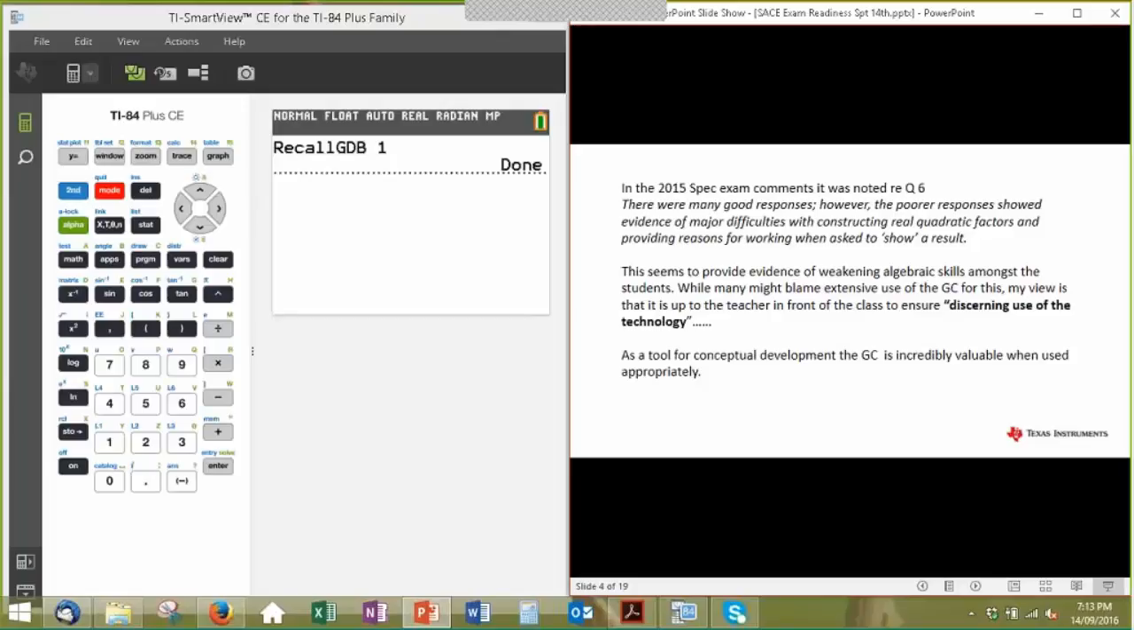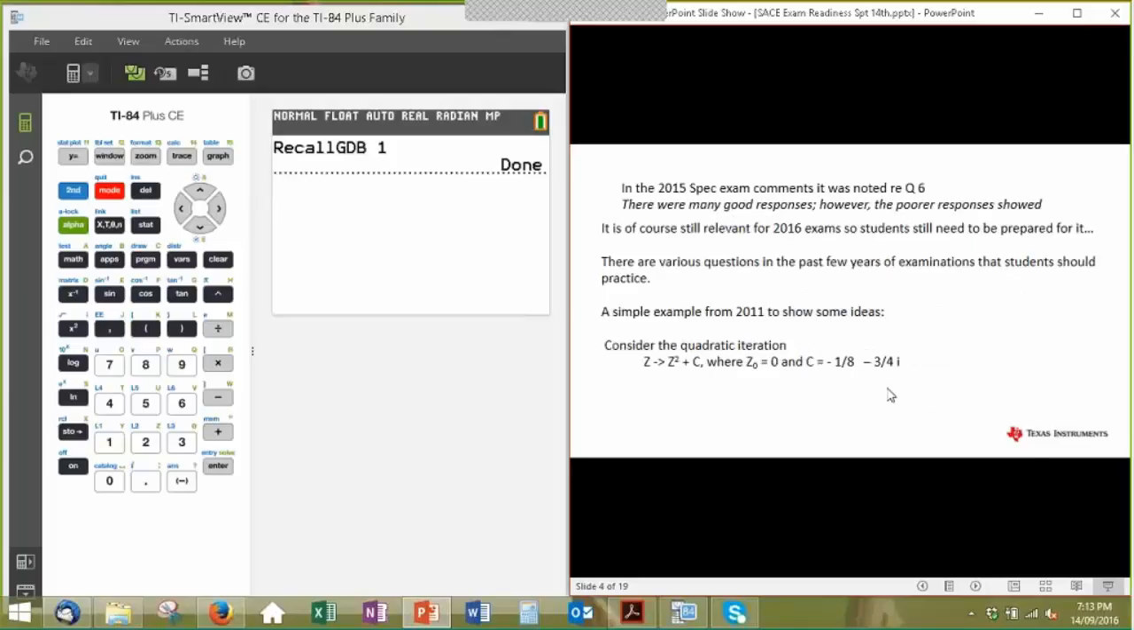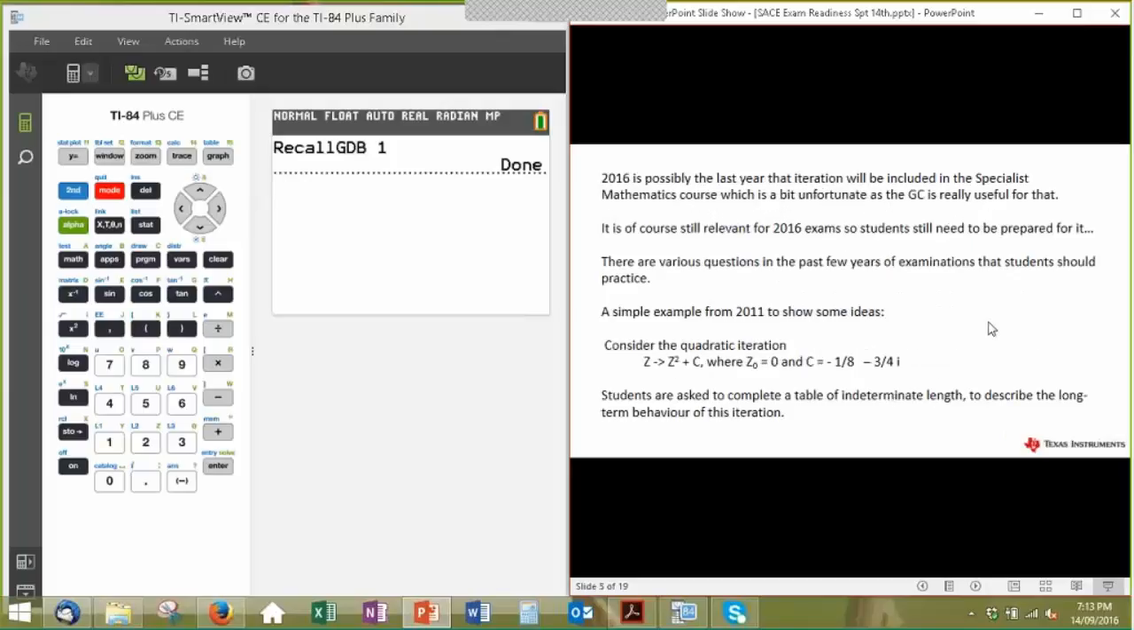Now, that could be seen as evidence of weakening algebraic skills. I think that is probably the case because we have less time spent on mathematics in earlier years, but I don't think it's the blame of using the graphics calculator, because as John has indicated really, really clearly in the last half hour, discerning use of the technology is what is really important. And as a tool for conceptual development, the graphic calculator is incredibly valuable when it's used appropriately and in a discerning manner.